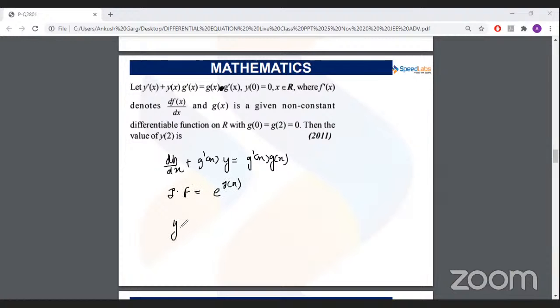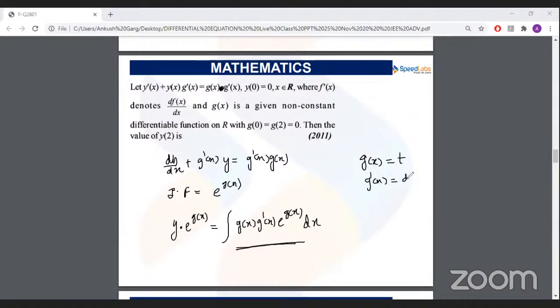So now writing the solution, that will be y into integrating factor equal to the integral of g(x) into g'(x) into integrating factor. If you have to do this integration, you can simply put g(x) equal to t. So g'(x) dx will become dt, and g(x) will become t. So the integral of t e to the power t dt, that you can simply solve using by parts.